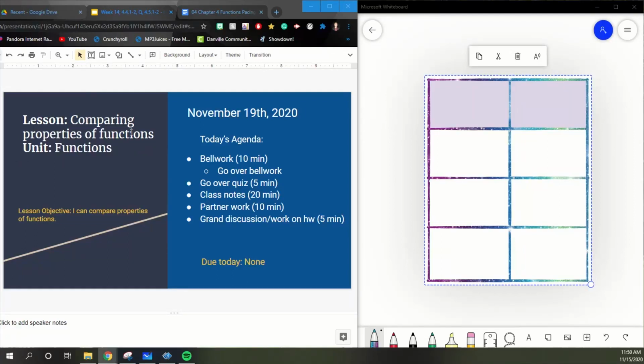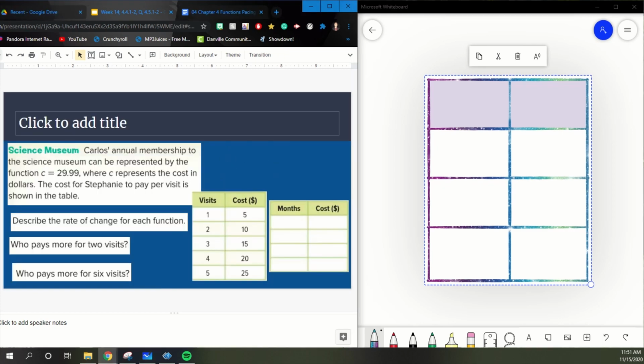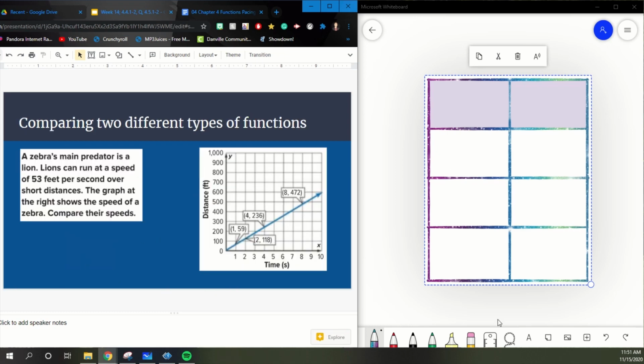Today we're going to be talking about comparing properties of functions. That's going to look a couple different ways because we have a couple different ways that we can represent our functions. Remember that we can represent our functions through a table, a graph, equation, or words. And you can compare two or even more functions. We're going to be comparing two represented in different forms. So let's take a look at this first one. Remember that we have words, tables, equations, and graphs that can show the same thing. But here's our first problem.